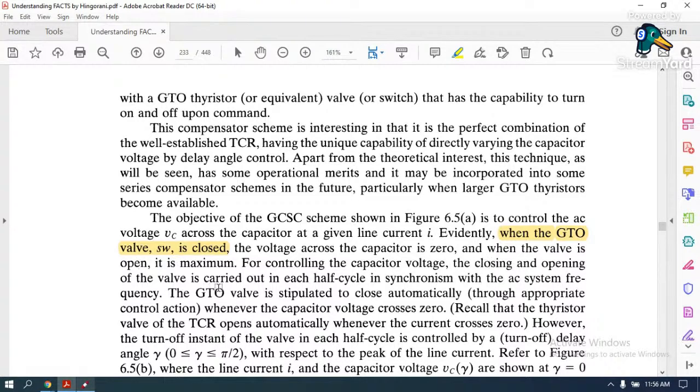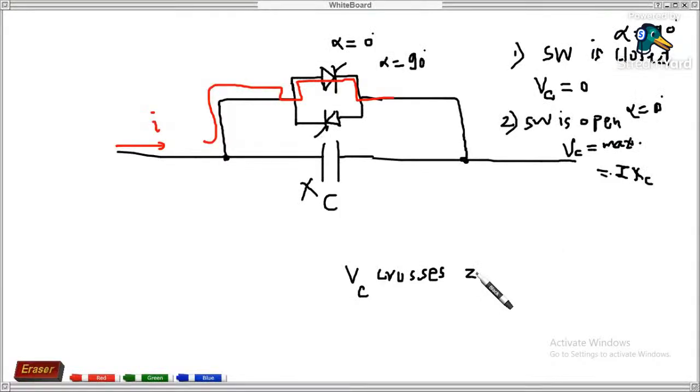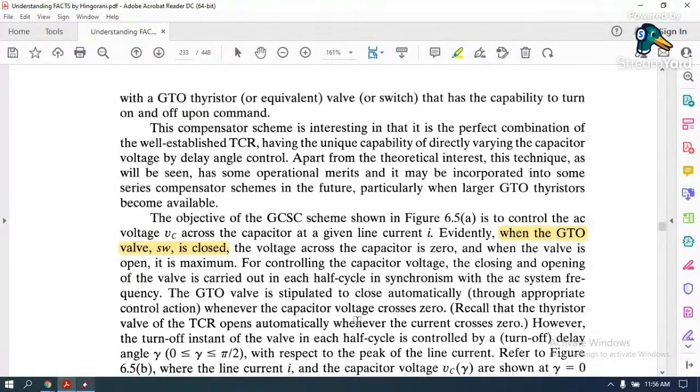The closing and opening of the wall is carried out in each half cycle in synchronism with the AC system. The GTO wall is stipulated to close automatically whenever the capacitor voltage crosses 0. See what he is saying, whenever the capacitor voltage crosses 0, the GTO will automatically get closed. That is how it is done. GTO closed means what? Okay, it is bypassing the capacitor. First let us see the waveform.